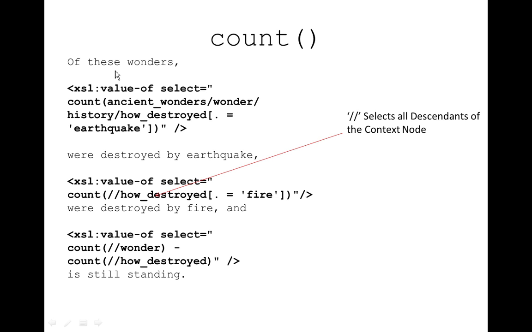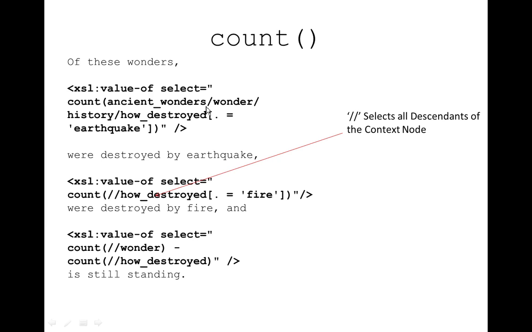Let's look at what it does here. So in this one, we're going to do a value-of select, and it's going to do what looks almost like an absolute path, but it's an XPath expression. So let's look at this first. Ancient wonders, wonder, history, how destroyed. And whatever node it's on, so this would probably be in some kind of for-each loop, I'm guessing, whatever node it's on, the current node, that's what the dot is there, is it equal to earthquake? So whatever the value of that node, is it equal to earthquake?